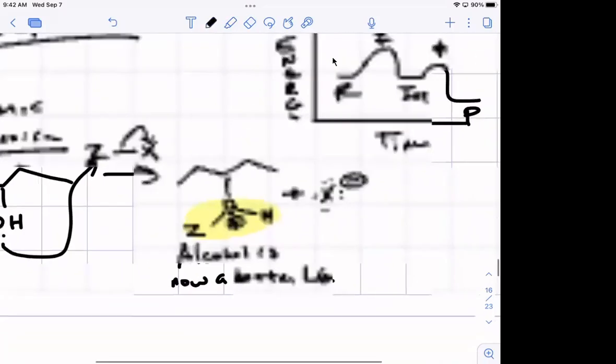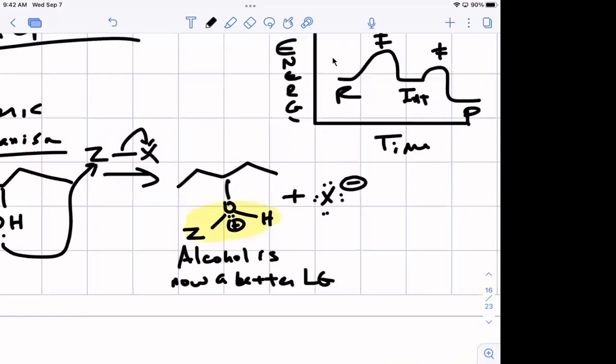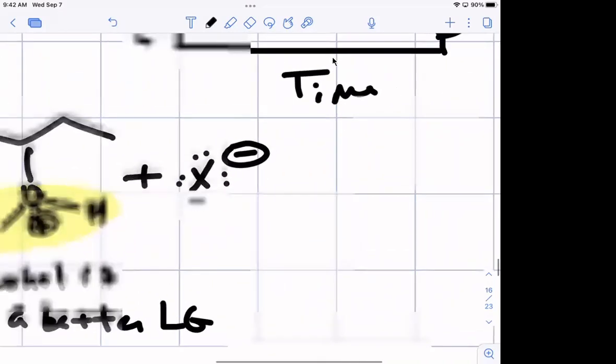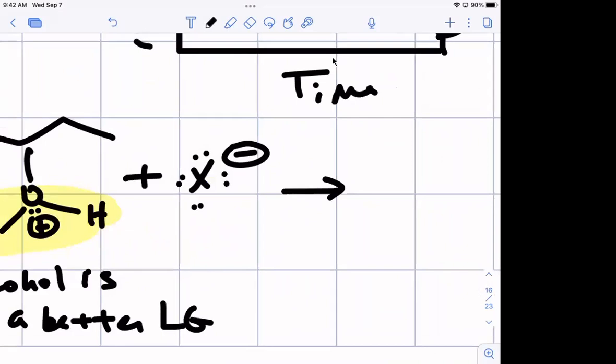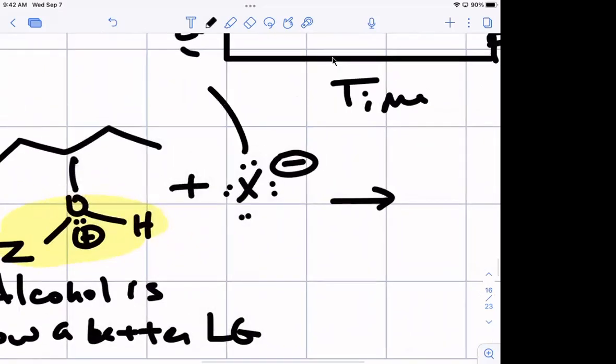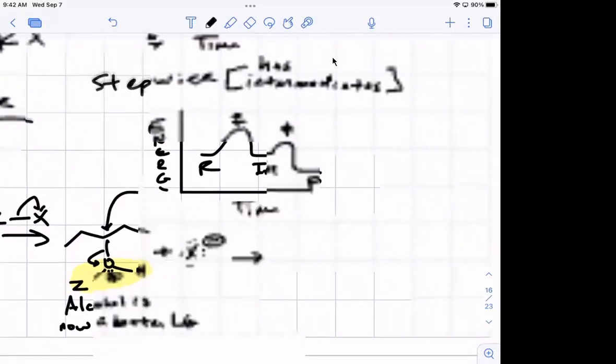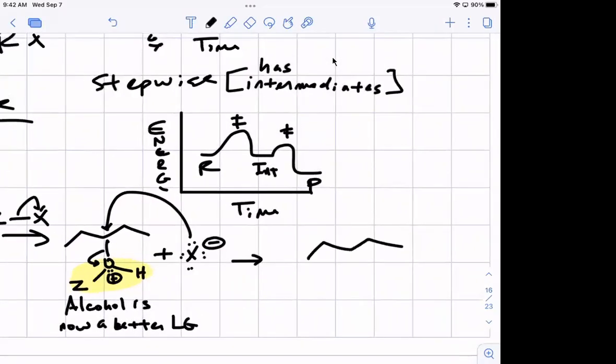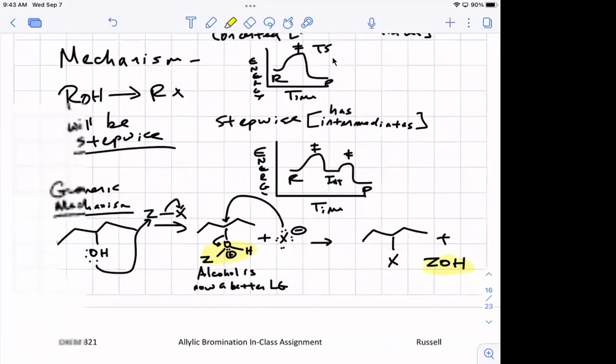All right, so now my alcohol is a better leaving group. And depending on, again, the method, if it's SN2 or SN1, I'm just going to show it as SN2. Now the halogen can come in and substitute for that. So you end up with the alkyl halide, and then whatever the alcohol ends up on it too. So it just depends on the method.